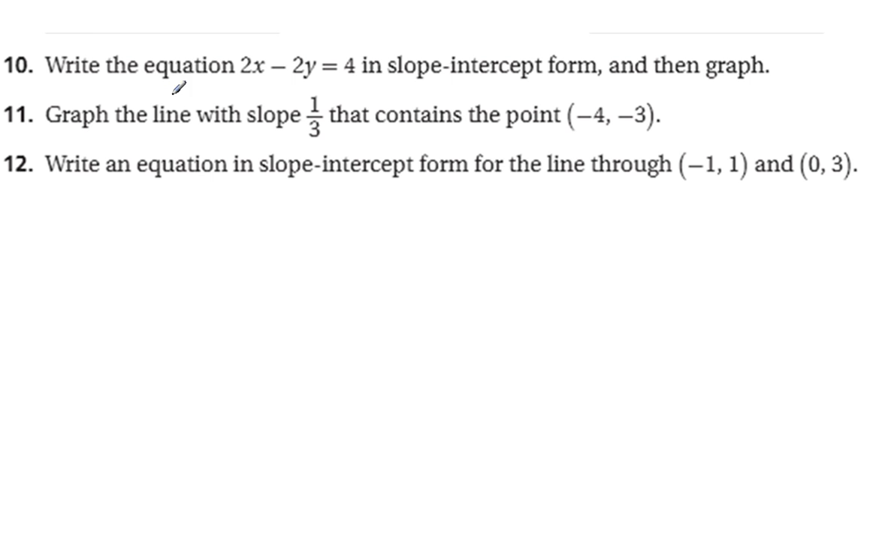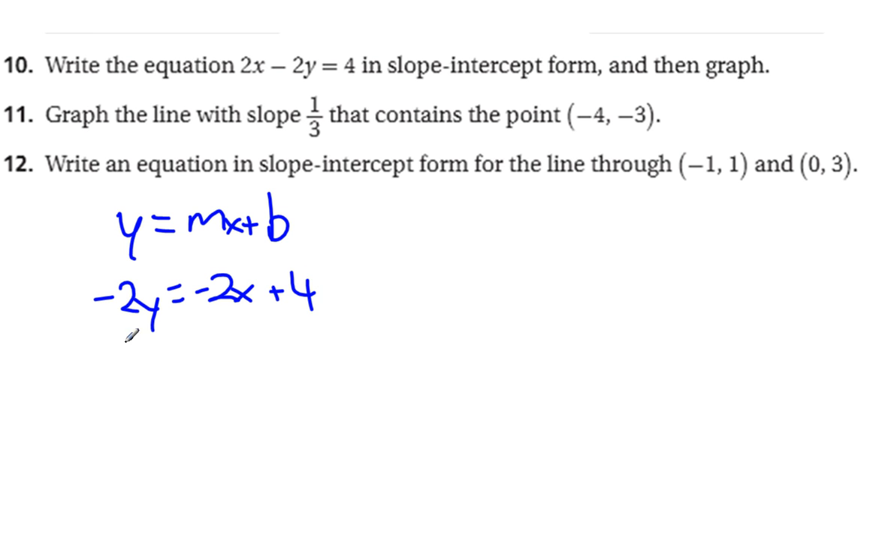Let's see, write this equation 2x minus 2y equals 4 in slope-intercept form. Well, slope-intercept just means y equals mx plus b. So we're going to have to take our 2x and move it to the other side. So we're going to end up with negative 2y equals negative 2x plus 4. We need y to be by itself, so we divide everything by negative 2. So we get y equals, this is going to cancel out, so it's just x. 4 divided by negative 2 is negative 2.